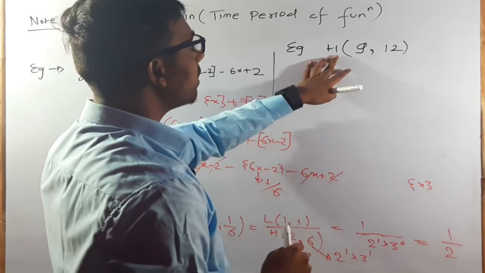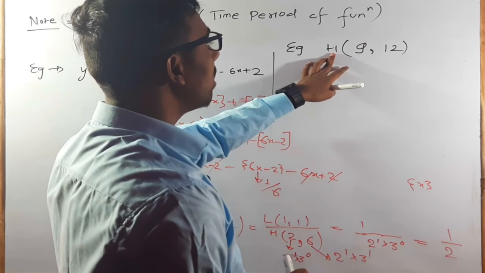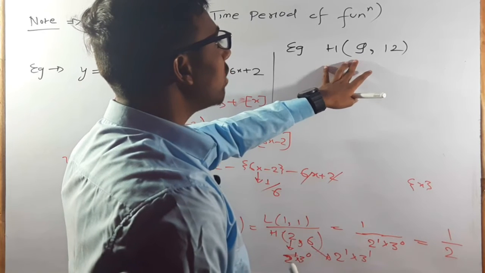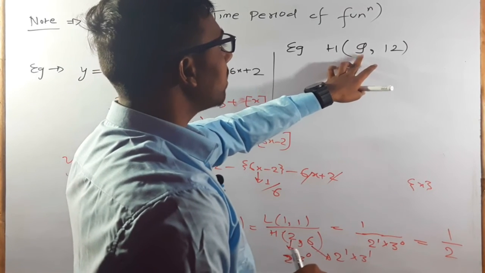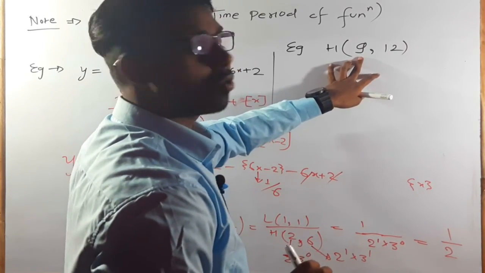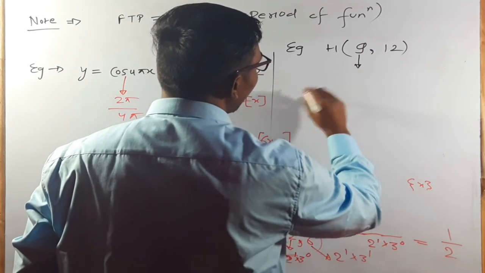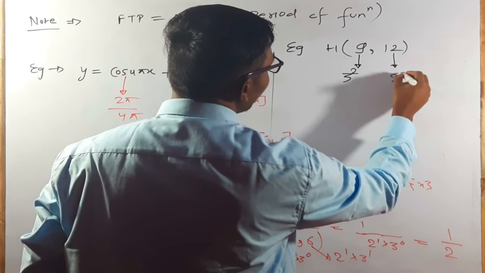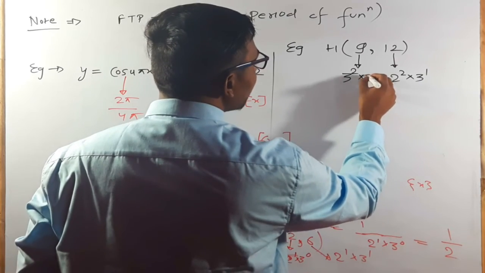What is the definition of HCF? HCF is the highest common factor, the maximum value with which, when we divide these numbers, we get the remainder 0. That is the meaning of HCF. So I'm going to factorize: 9 is 3 to the power 2, and 12 is 2 to the power 2 into 3 to the power 1. I can write 9 as 2 to the power 0 into 3 to the power 2.